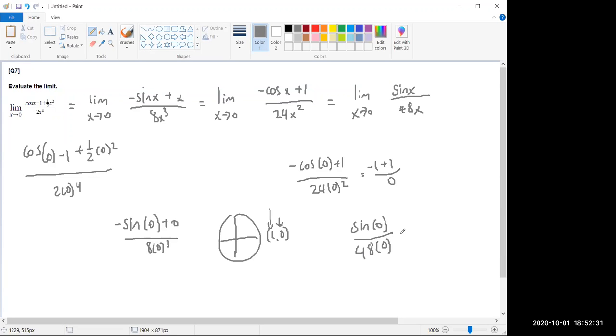All right, this is crazy. So this is 0 over 0, which means we need to do it again. So this is limit as x approaches 0. The derivative of sine is cosine, and derivative of 48x is 48. All right, this has to be the end.